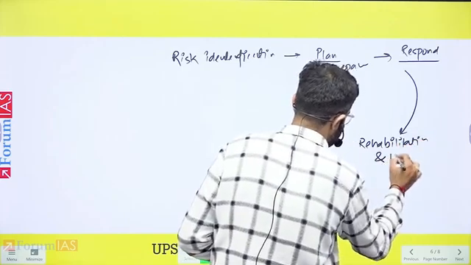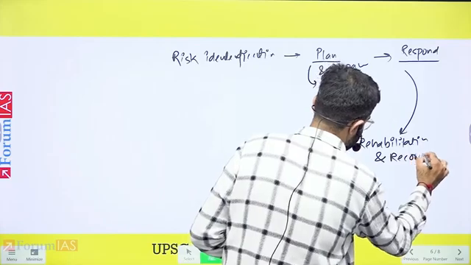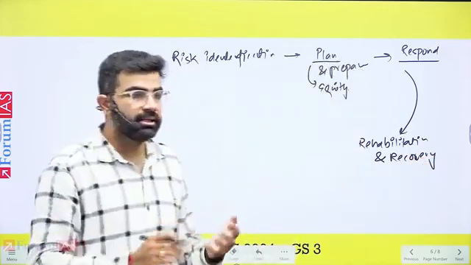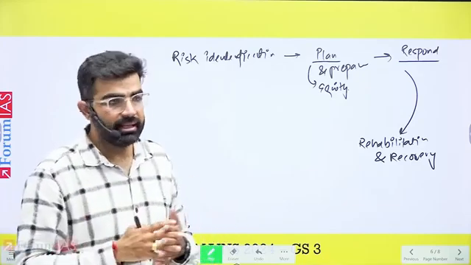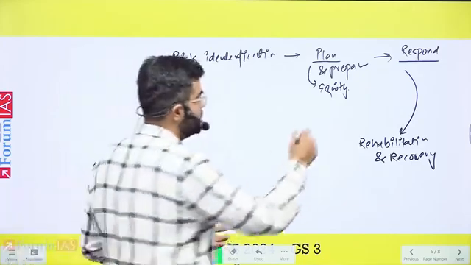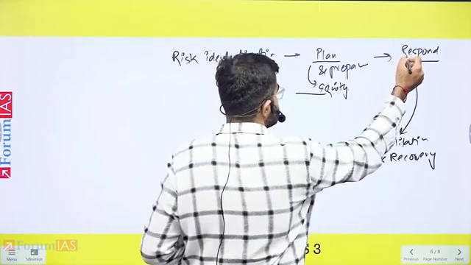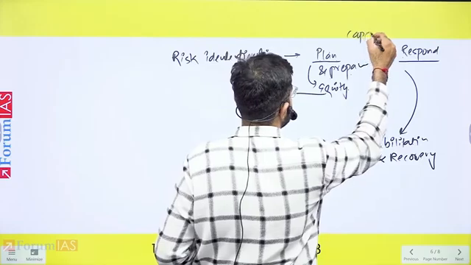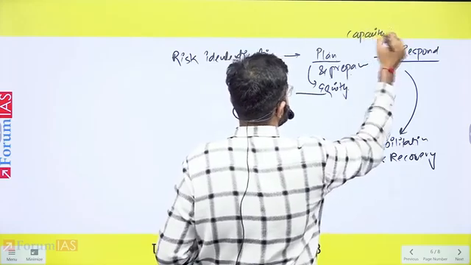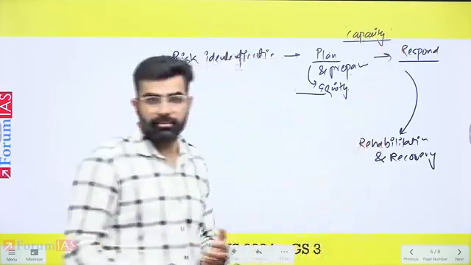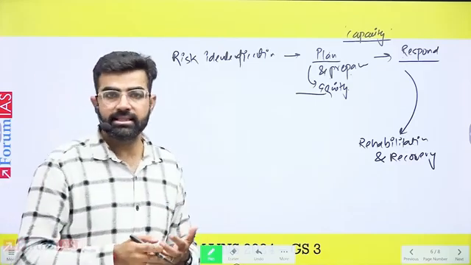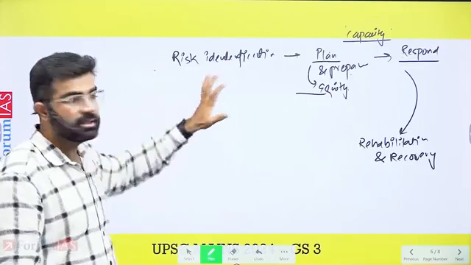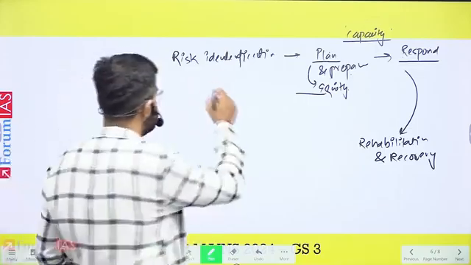Rehabilitation and recovery and minimization of the losses, right? This is nothing but the framework. And before giving this response, before this plan and preparation, you have to ensure capacity building also. If there are some gaps in this adaptive capacity or the resilience, then we'll have to ensure capacity building also. So all these are nothing but the part of the resilient framework.